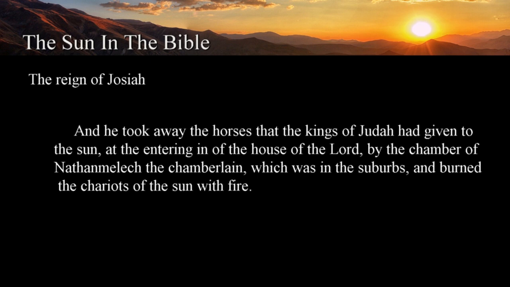And he took away the horses that the kings of Judah had given to the sun, at the entering in of the house of the Lord, by the chamber of Nathan-Melech, the chamberlain, which was in the suburbs, and burned the chariots of the sun with fire. 2 Kings 23:11. The adoption of the pagan worship of the Amorites and others had corrupted the kingdom of Judah and eventually brought about their destruction, as Moses warned about centuries earlier.